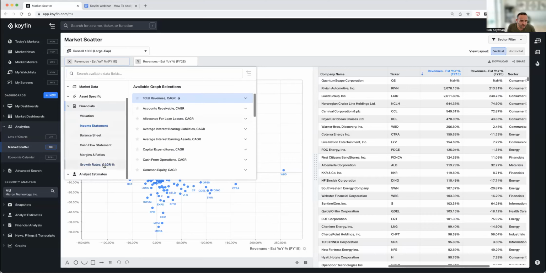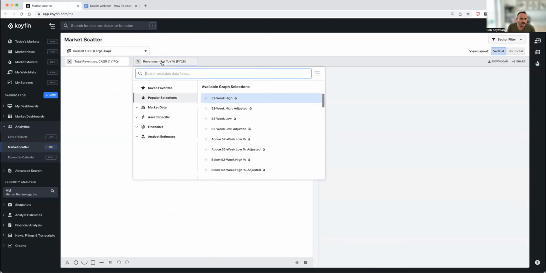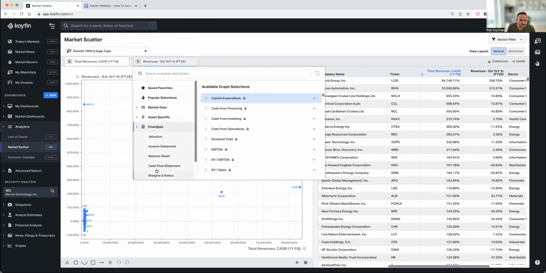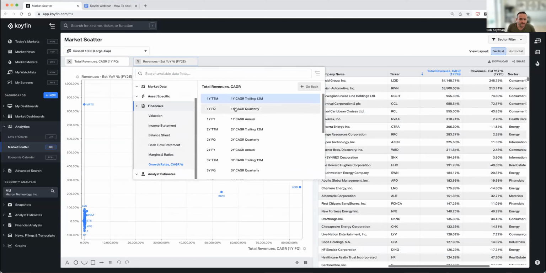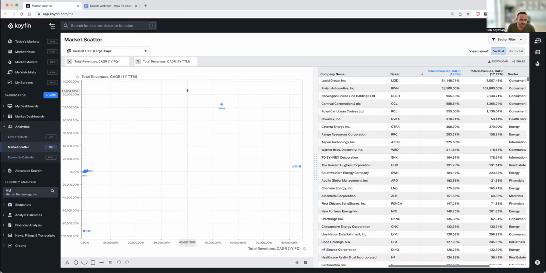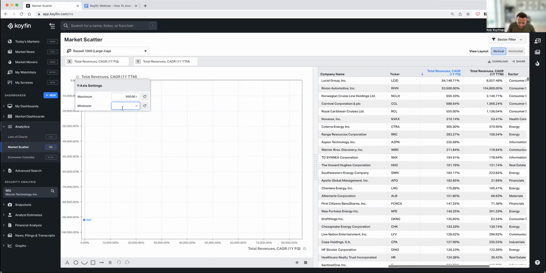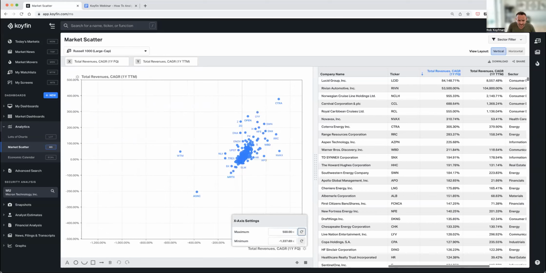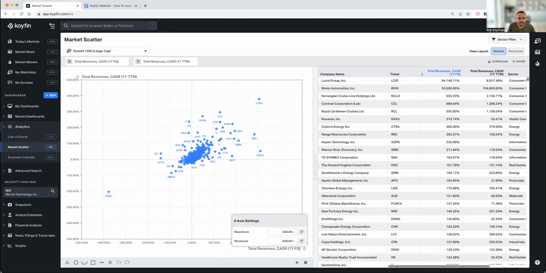Actually, you would do that under CAGR. So it's total revenue CAGR, and I would look at the 1 quarter CAGR. Then I would do the same thing here under financials, CAGR, total revenue, and look at what it's been over the past 12 months. And again, be careful, 80,000%. This is not very good. So let me change this to 500%, minus 500%, and then same thing, 500%. So we have that square relationship. And now I get a much better picture for the Russell 1000 of where things are.